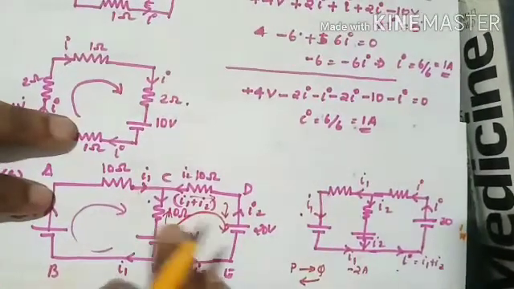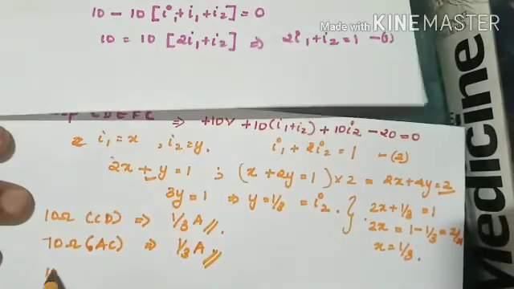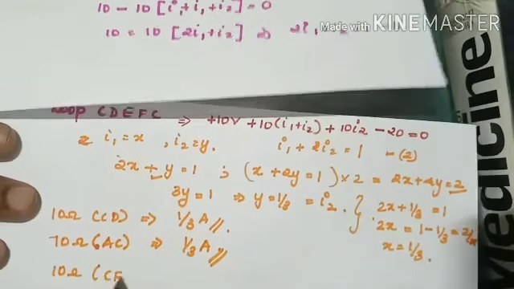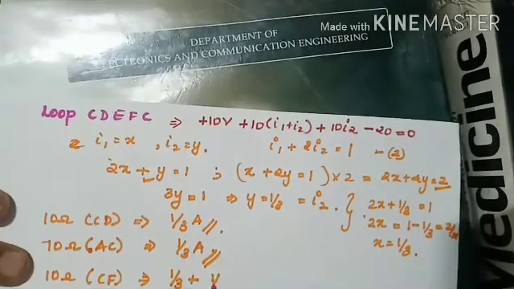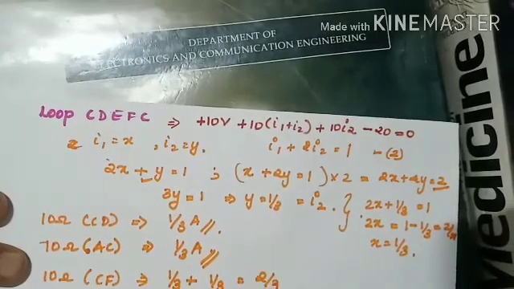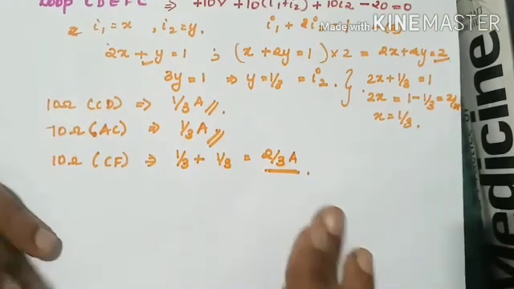Right, now what is the current through the 10 ohm between C and F? That is I1 plus I2. So that is 1 by 3 plus 1 by 3, that is 2 by 3 ampere. Sorry, this much should be clear while solving the problem, guys.